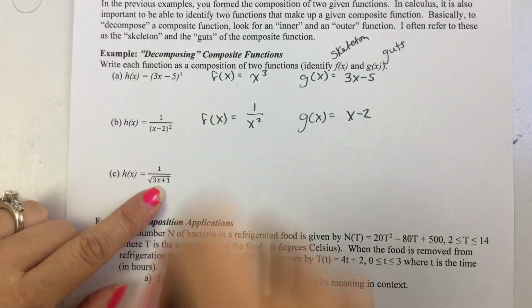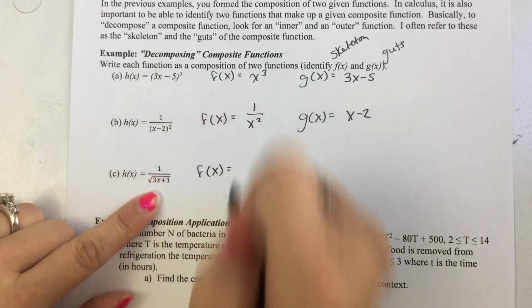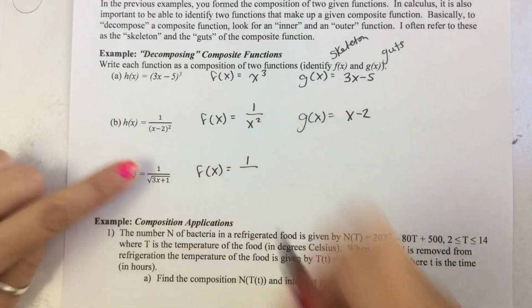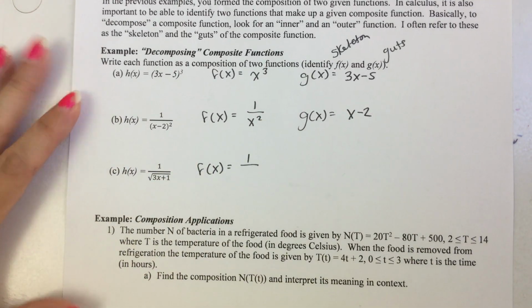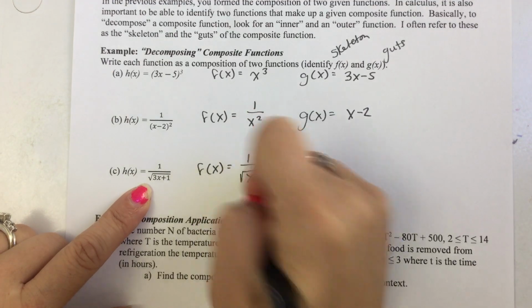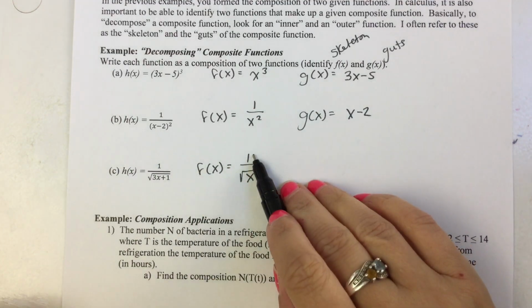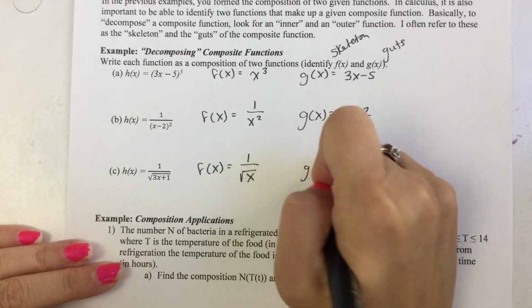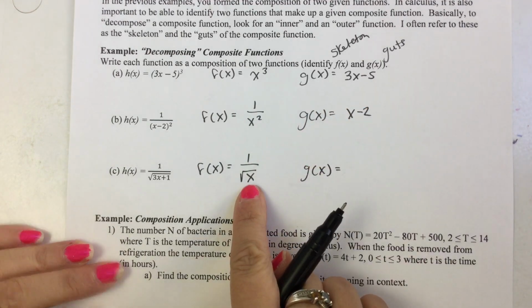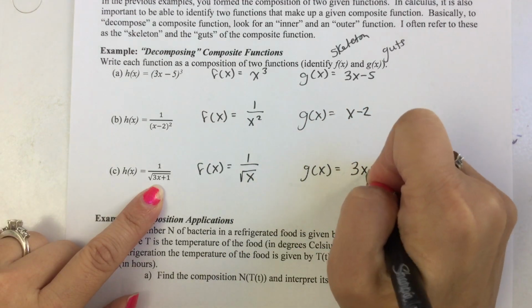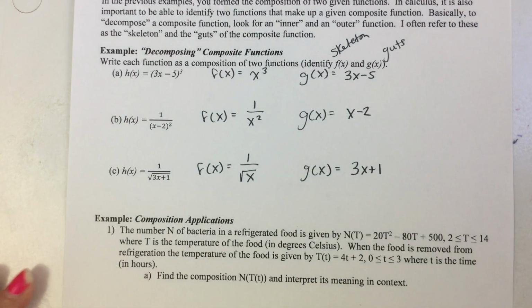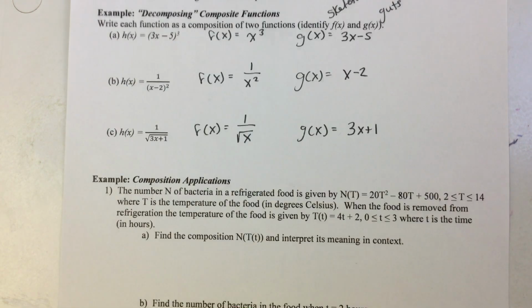One more to make sure we've got it. f of x, again, I have a fraction. To get a 1 on the top, that needs to be part of the skeleton, part of the framework. The bottom needs to have a square root. So my f of x is 1 over the square root of x. g of x, well, instead of just an x under the square root, we had 3x plus 1. Okay, those are examples of decompositions.